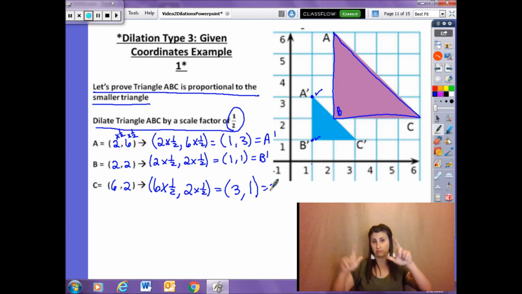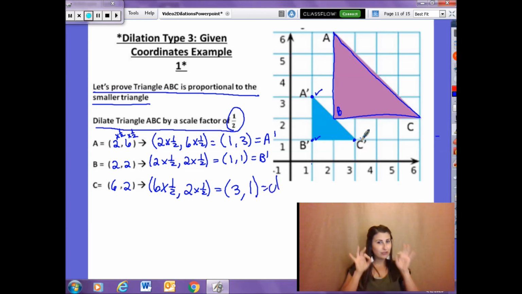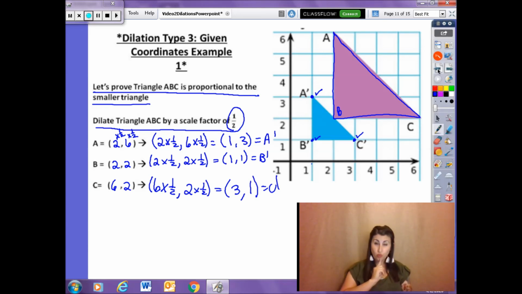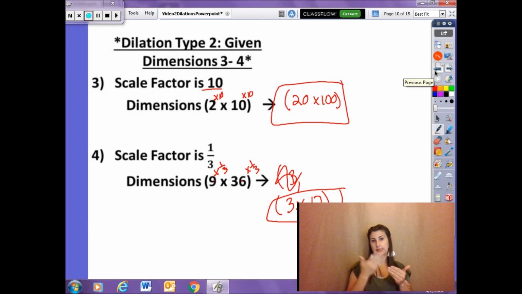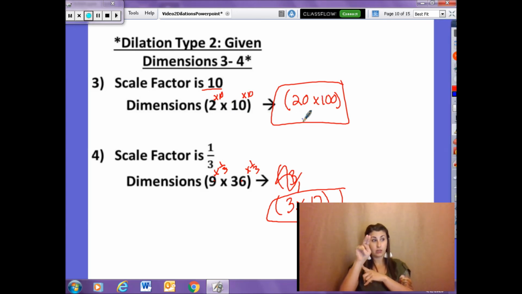So 1, which equals C prime, which matches this one. Okay? So this is how you do it if I give you the coordinates. Very, very similar to the dimensions, except the dimensions has this X in the middle for times, like 2 by 10. Think of a 2 by 4. You go to Home Depot or Lowe's and you go buy a 2 by 4. Think of it that way.